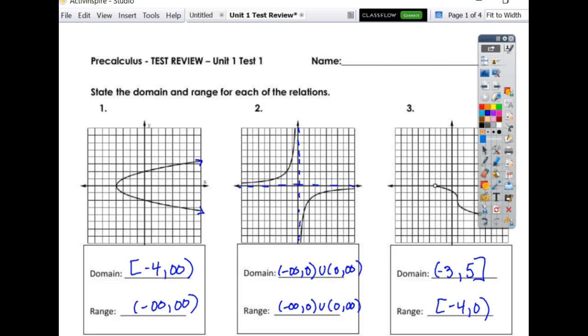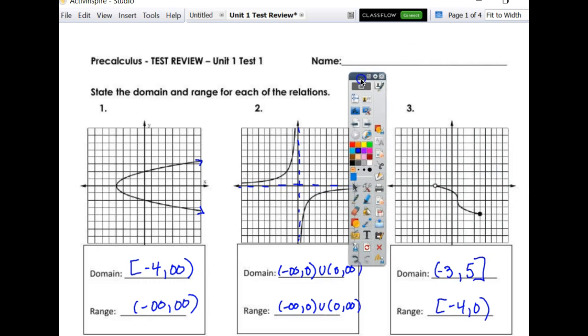So the last one, left to right, it is an open circle here, so this gets a parenthesis, and the 5 gets a bracket. And then bottom to top, it's -4 to 0.